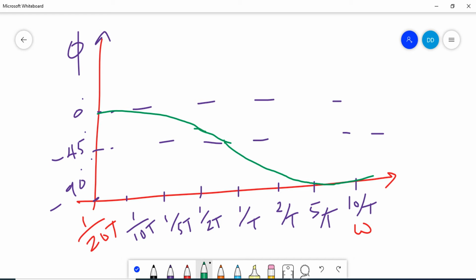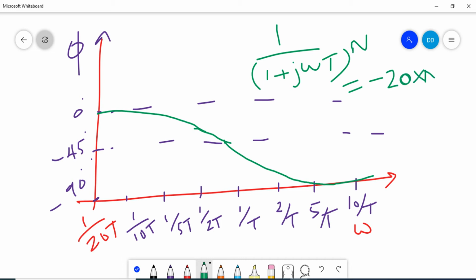Similarly, if we have multiple first order factors, that is, instead of 1 by 1 plus j omega t, we have it to the power n, then our magnitude will become minus 20 into n log omega t. The magnitude plot will be a straight line of 0 magnitude for the low frequency region, and for the high frequency region we will have a slope of minus 20 into n dB per decade. The low frequency and high frequency asymptotes meet at the corner frequency, which is equal to 1 by t.